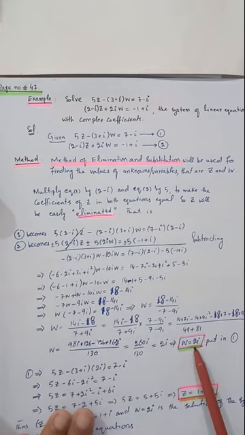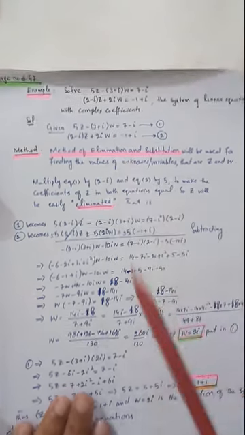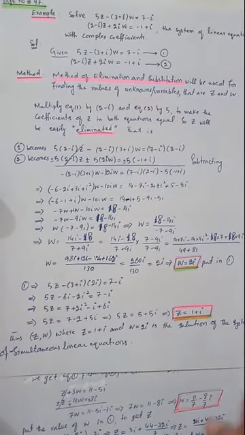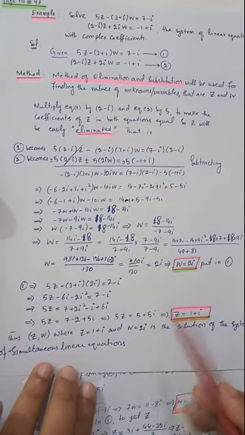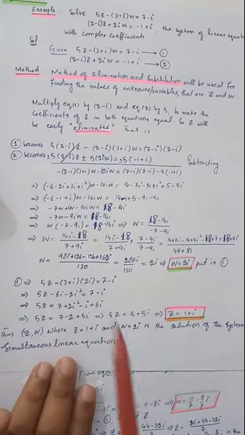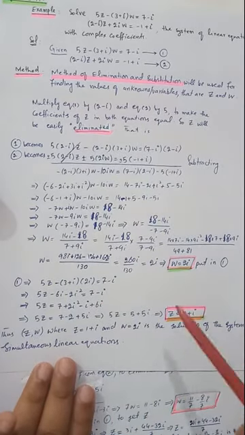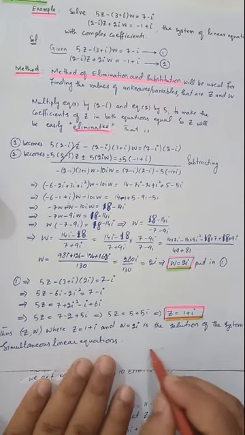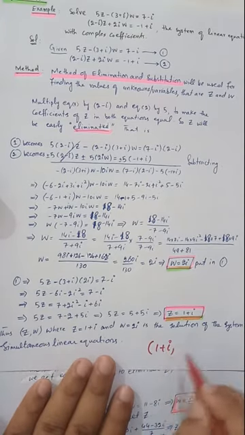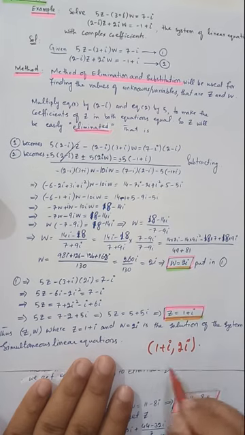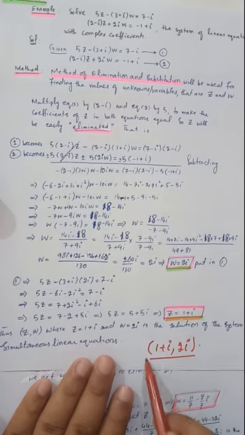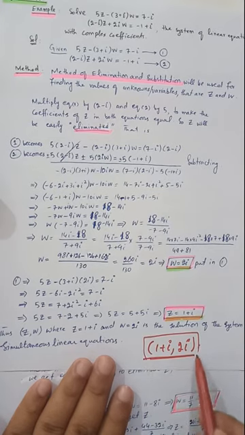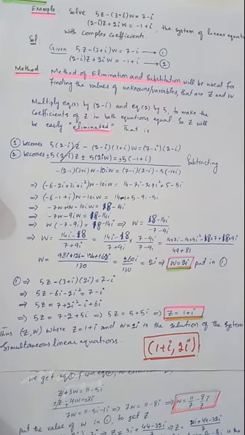Now put the value of w in equation 1 or equation 2. You will get the value of z. So this is the whole procedure. Now in this case, this system is a consistent system because it has a unique solution. So the ordered pair 1 plus iota and 2 iota is actually the solution of this system.